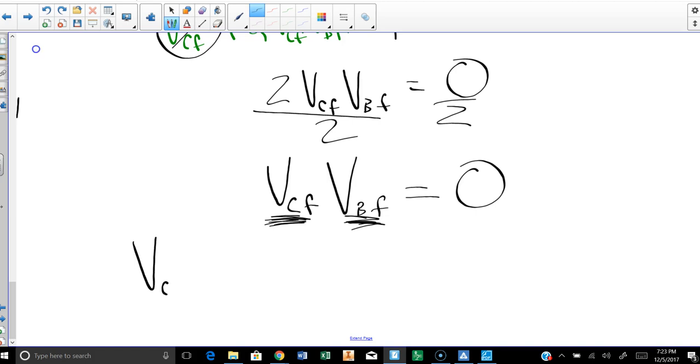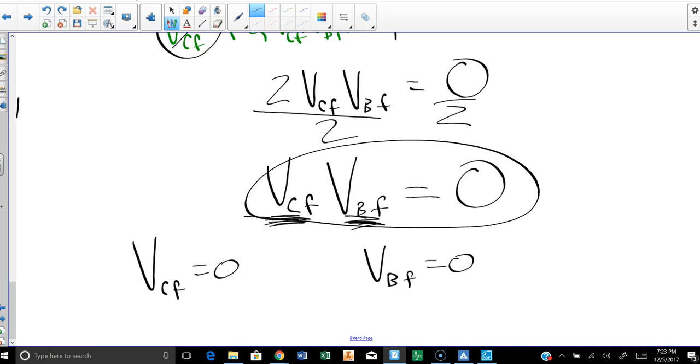That means either VC final is 0 or VB final is 0. It's the only way, mathematically, this could be true. So pause and think about it. What's likely here? When the cue ball hits the other one, is it likely that the second ball will just stay right there? I mean, it's not nailed down, right? Is it likely that that one will stay put after the collision?